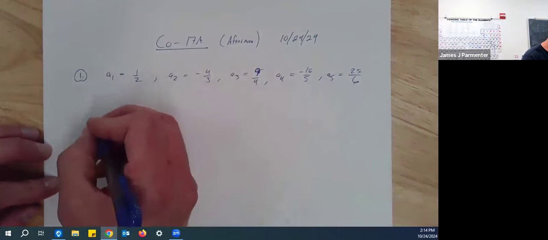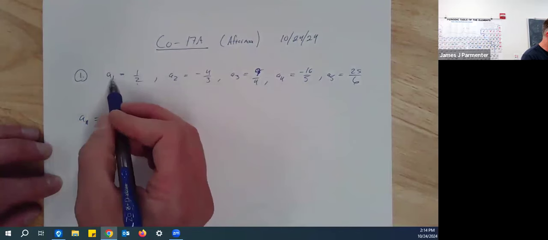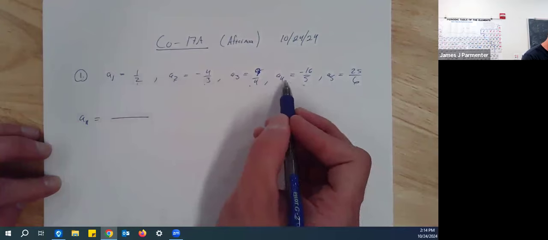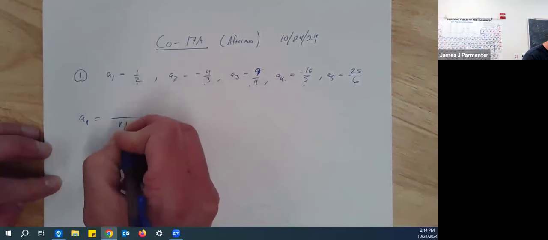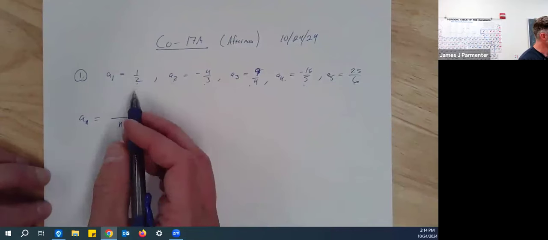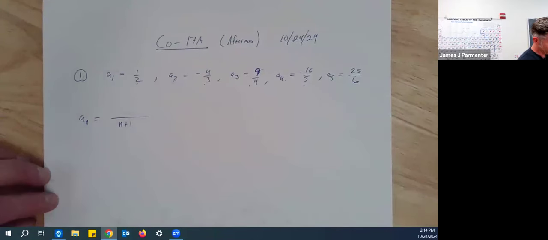If I'm trying to find the formula for a sub n, well, 2 is 1 bigger than 1, and 3 is 1 bigger than 2, and 4 is 1 bigger than 3, and 5 is 1 bigger than 4. So it looks like my denominator is just n plus 1. I know it's a 1n because I'm increasing by 1 every time. Now let's look at the numerator.